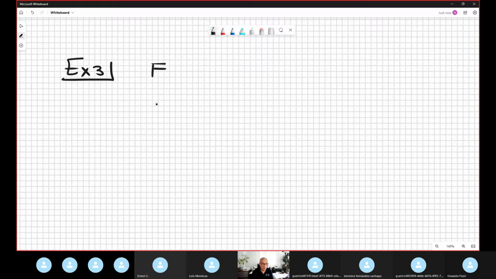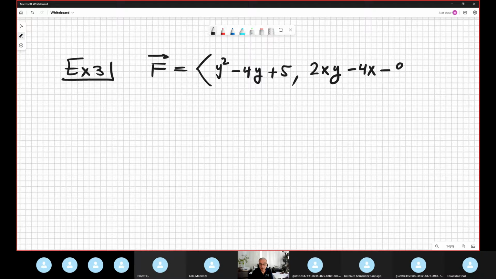We have a vector field, which is always given. Don't be scared if the expression is more complicated. y squared minus 4y plus 5, comma, 2xy minus 4x minus 9. This is my vector field.